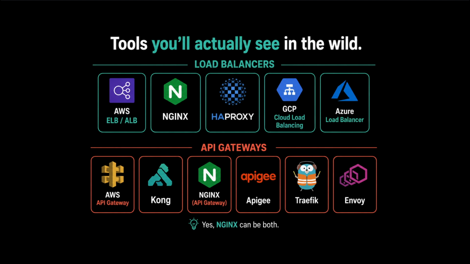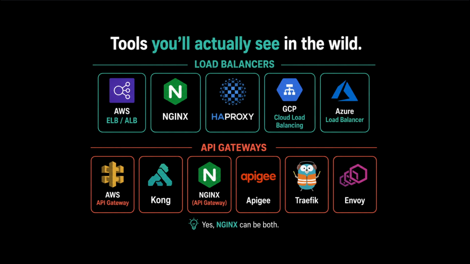For API gateways, we have AWS API Gateway, obviously. Kong is huge in the enterprise world. Apigee if you're deep in the Google ecosystem. Traefik and Envoy in Kubernetes-heavy setups. And here's the thing, NGINX shows up in both lists, which is kind of a perfect illustration of why this gets confusing. NGINX can be configured to act as a load balancer, an API gateway, or a reverse proxy depending on how you set it up. The tool can do multiple things.